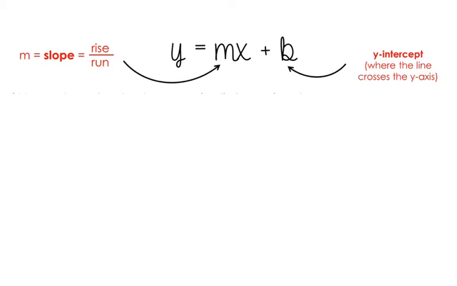All right, so let's do a little review. Remember, slope-intercept form just means that the equation is written in y equals mx plus b form. M represents the slope, b represents the y-intercept. Again, if you need to write this down, feel free to pause the video.